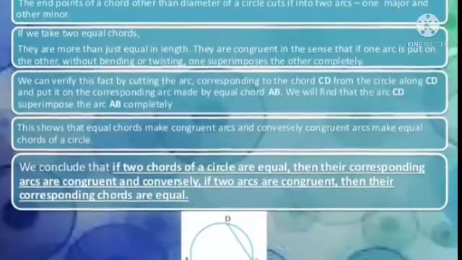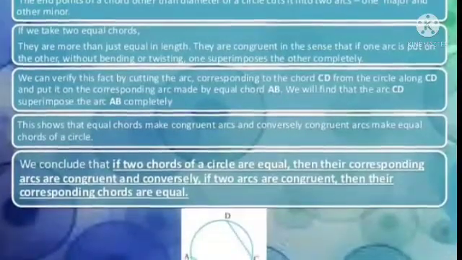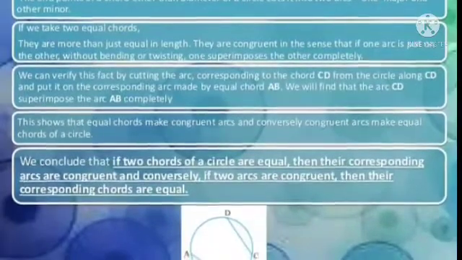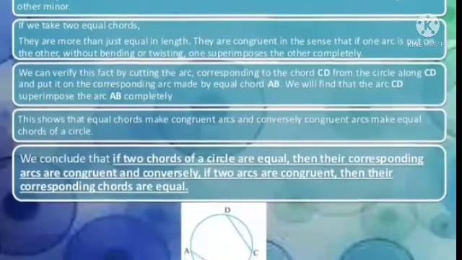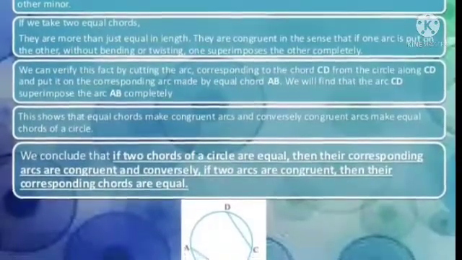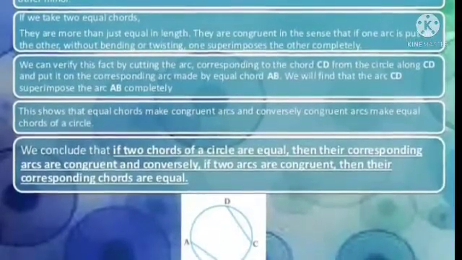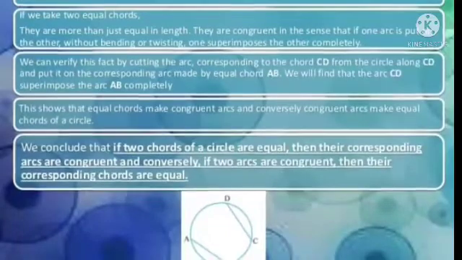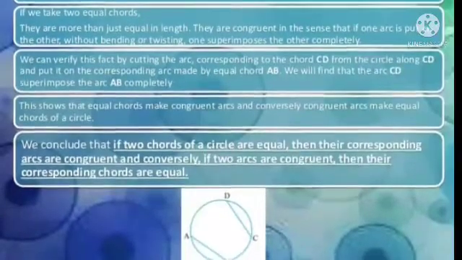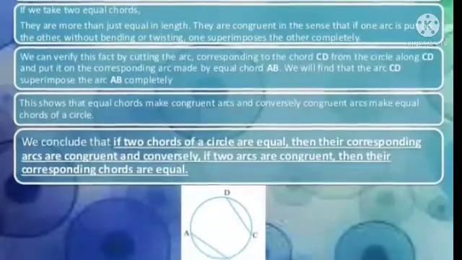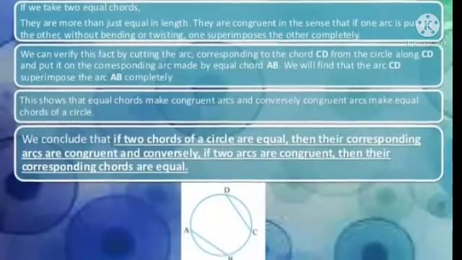This shows that equal chords make congruent arcs, and conversely, congruent arcs make equal chords of a circle. We conclude that if two chords of a circle are equal, then their corresponding arcs are congruent, and conversely, if two arcs are congruent, then their corresponding chords are equal.